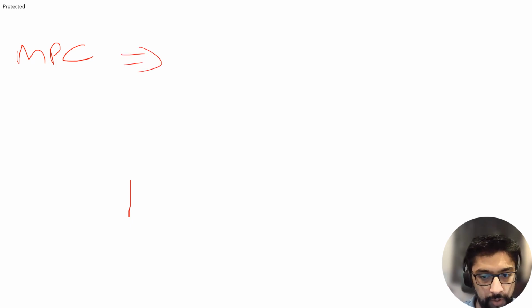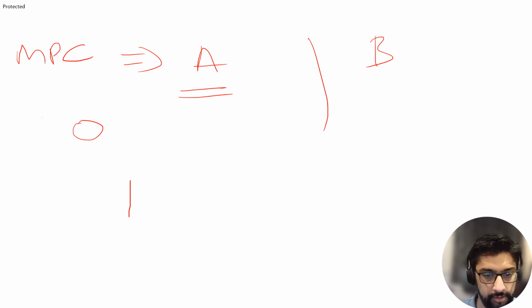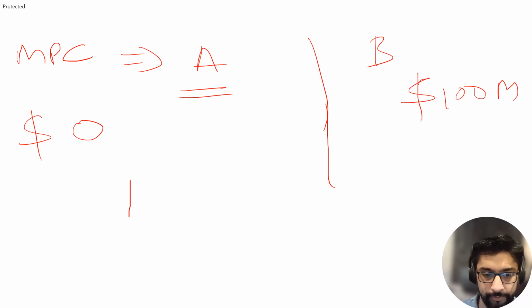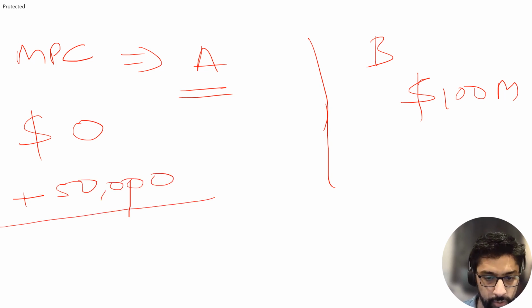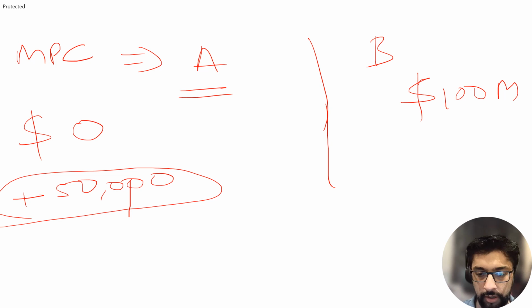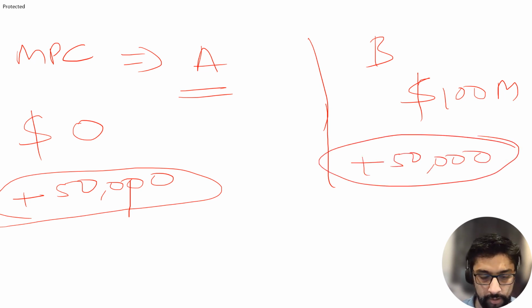So let's say we have two people, A and B. Mr. A is a middle class person with an average wealth. He doesn't have any savings. And on the other hand, you have Mr. B, who is a millionaire. He has an asset worth $100 million. Now, if this guy is given $50,000, how is he going to spend it?